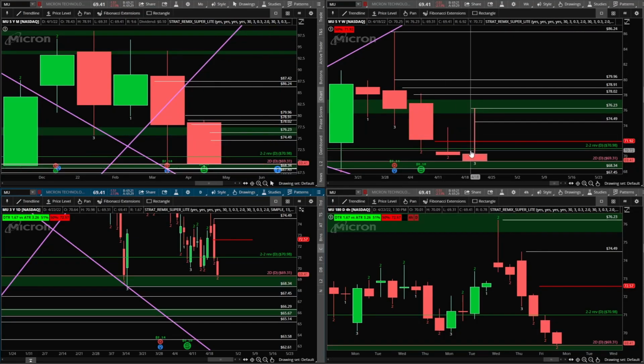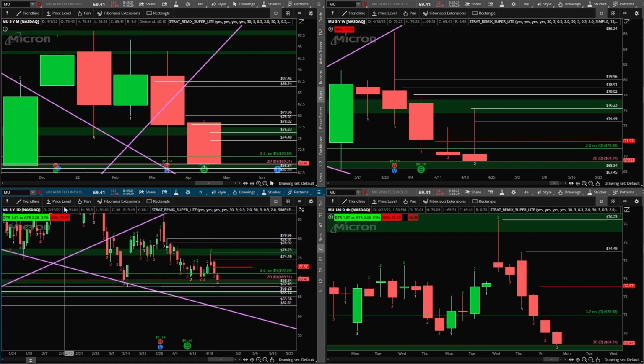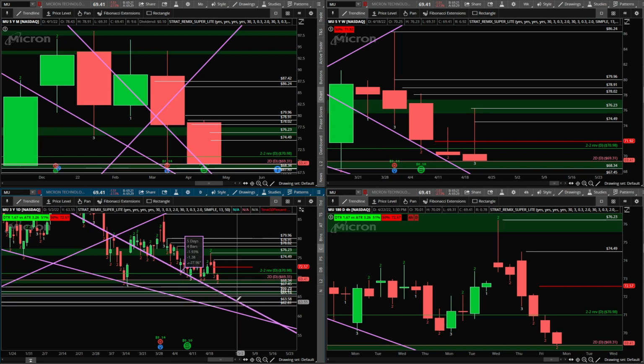But yeah, so let's see, that's a 3. So the first price target is going to be 68.34. Again, that liquidity zone, very aggressive broadening formation to the downside. You could argue that you could draw another broadening formation connecting like a 3 to a 3, but that's still a pretty aggressive downward move. So be aware there. That's MU.